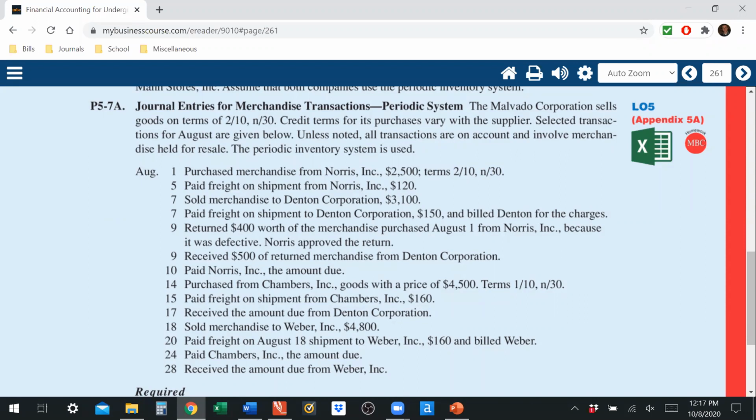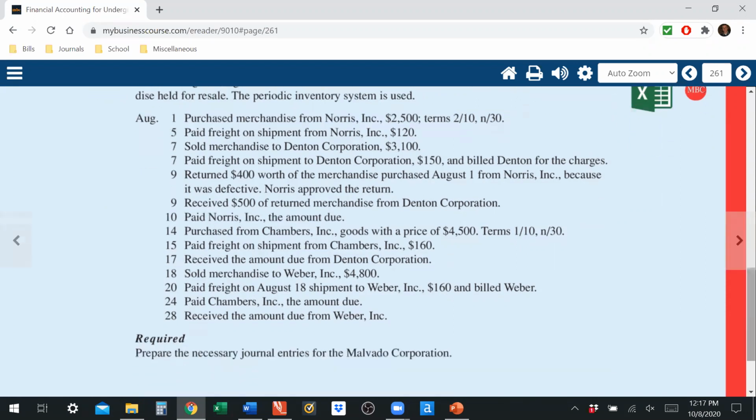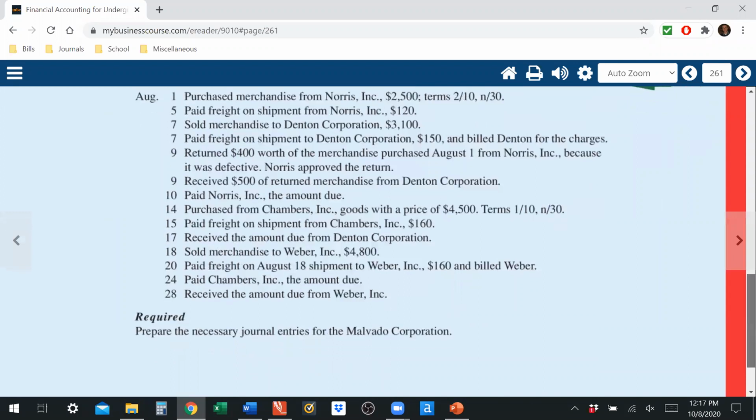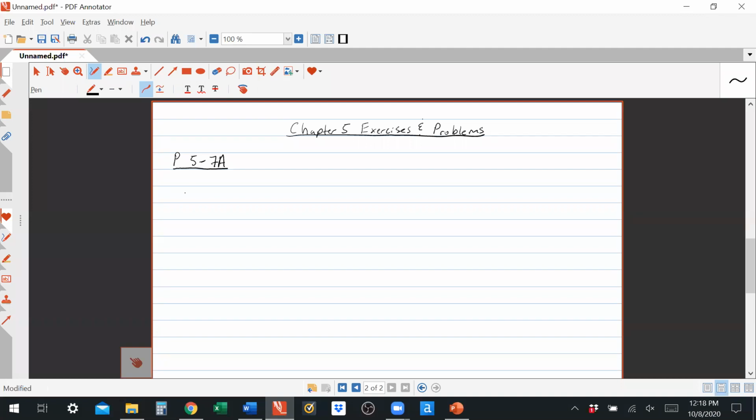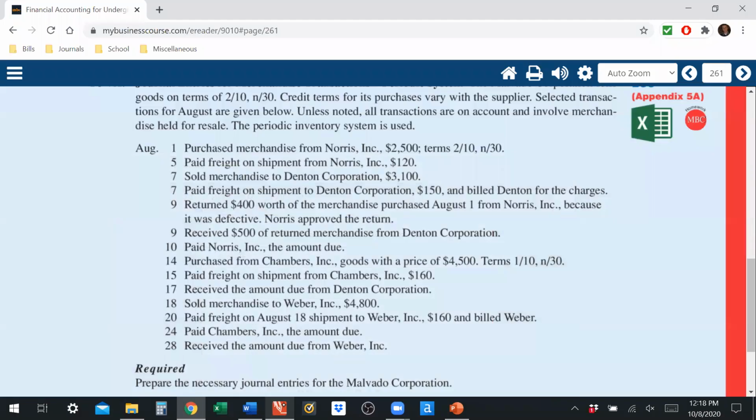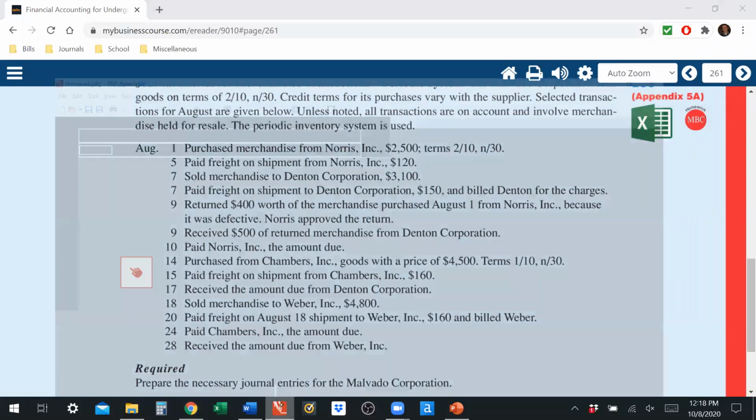All right, what do we have to do? Prepare the necessary journal entries. That's all we have to do. So we have to make an entry for each of these dates. For August 1st, Malvado purchased merchandise from Norris Incorporated, $2,500 worth of merchandise, terms 2/10, n/30. What's the journal entry? We're a periodic company.